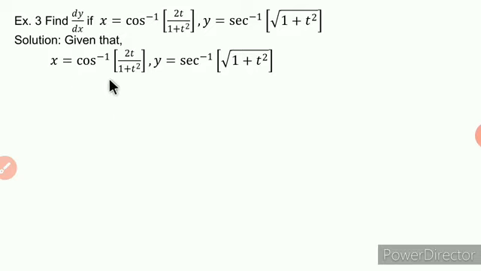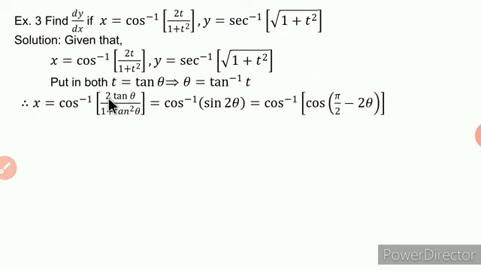Now before differentiating, we use some substitution for simplicity. We put in both the terms x and y, t is equal to tan theta. So from this the value of theta is tan inverse of t. Now by using t is equal to tan theta, we get x is equal to cos inverse of 2 tan theta divided by 1 plus tan square theta. Now this bracket, 2 tan theta divided by 1 plus tan square theta, is the formula for sin 2 theta. So we get it is equal to cos inverse of sin 2 theta.